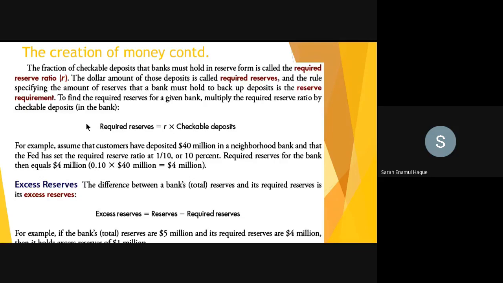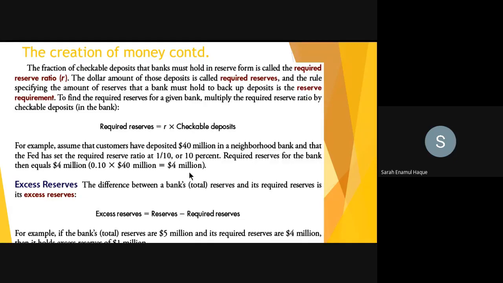As an example, look, an example is given here. Assume that customers have deposited 40 million in a bank, and that the Fed, which is basically the American Central Bank, has set the required reserve ratio at 1 by 10, or 10%. So 10% is the required reserve ratio that the central bank has imposed on the commercial bank. The required reserves for the bank then equal 4 million. How did this 4 million come? 0.1 times 40 million is 4 million.